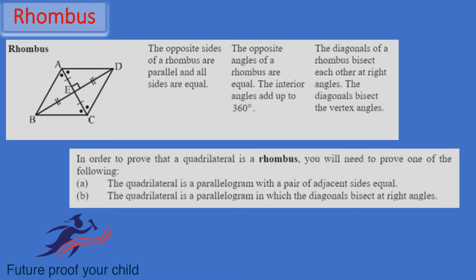In order to prove that a quadrilateral is a rhombus, you will need to prove one of the following. A. The quadrilateral is a parallelogram with a pair of adjacent sides equal. Remember, adjacent, I just want to indicate it on the diagram for you. For example, those two sides, or those two sides, or those two sides, or those two sides. And then B, the quadrilateral is a parallelogram in which the diagonals bisect at right angles.